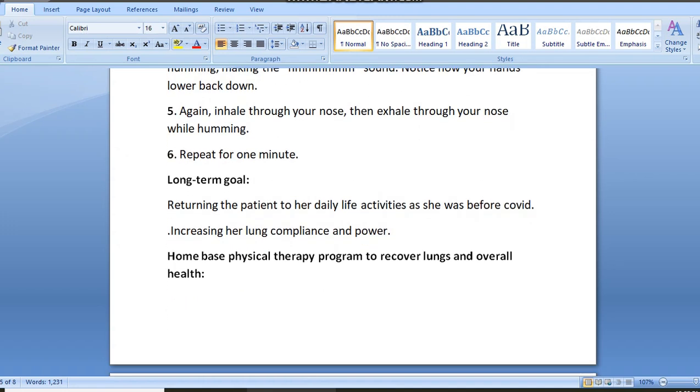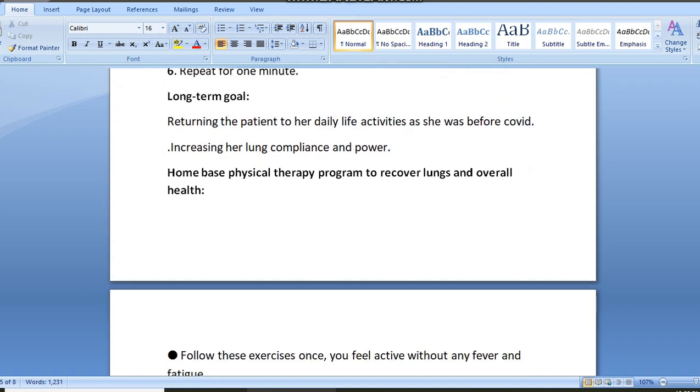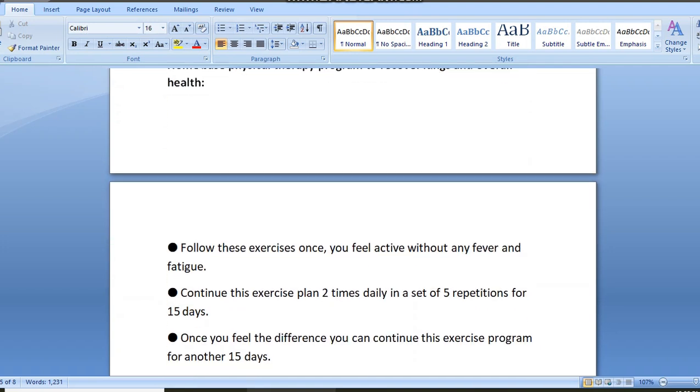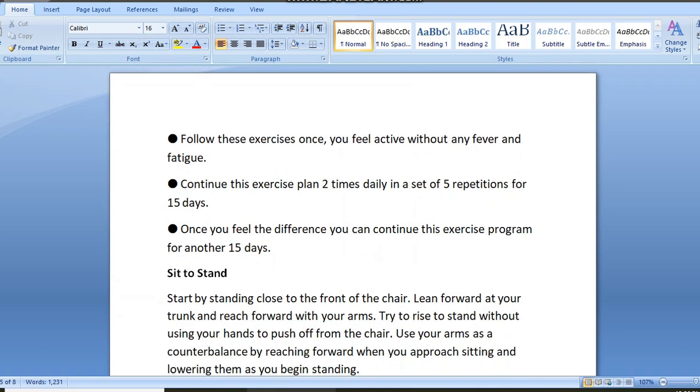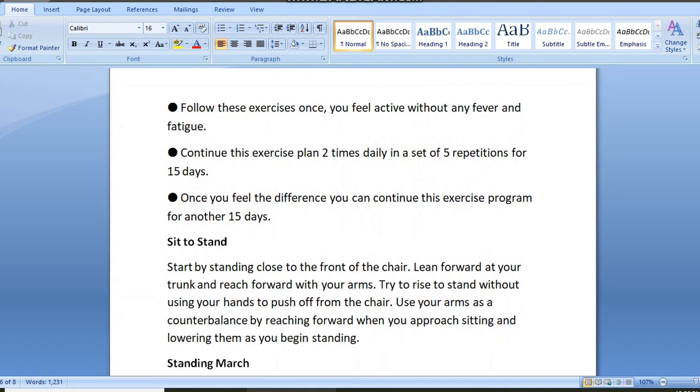Long-term goals: returning the patient to her daily life activities as she was before COVID, increasing her lung compliance and power. Home-based physical therapy program to recover lungs and overall health. Follow these exercises once you feel active without any fever and fatigue. Continue this exercise plan 2 times daily in a set of 5 repetitions for 15 days. Once you feel the difference, you can continue this exercise program for another 15 days.